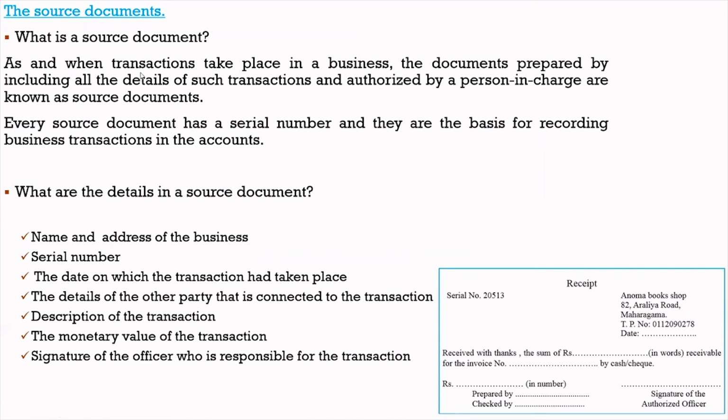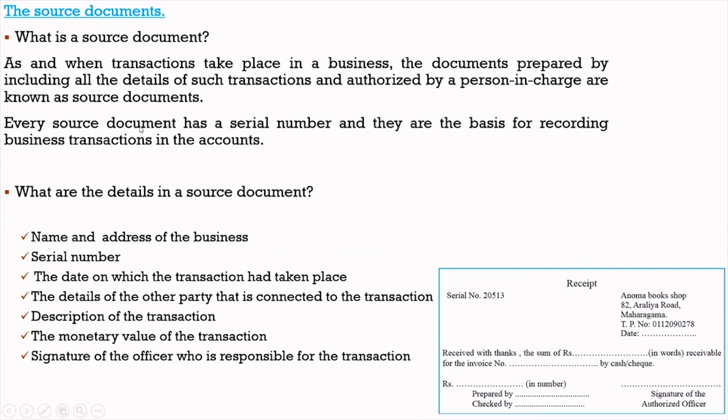Next, we are discussing what source documents are. As and when transactions take place in a business, the document prepared, including all the details of the transactions and the authorized person in charge, is known as a source document. I hope you can see this source document, the receipt. At the time of receipt, we have the nature of the transaction, the method, whether it is cash or cheque paid, the amount received, as well as the person who has authorized it or the person to whom it is received. You have all these in a source document.